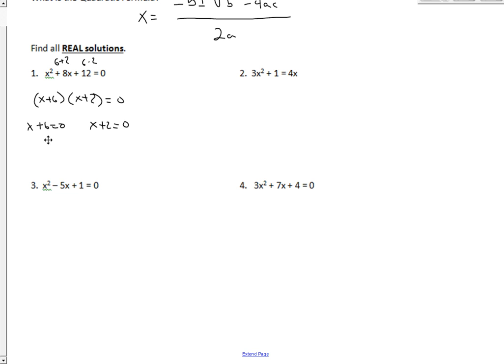So x plus 6 equals 0. You're going to subtract the 6 and get x equals negative 6. Over here, you will subtract the 2 to get x equals negative 2. And those are the two answers.